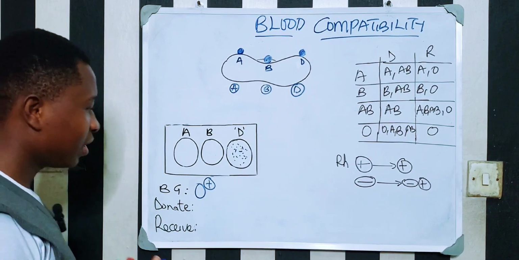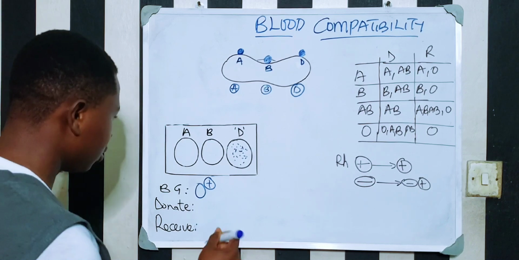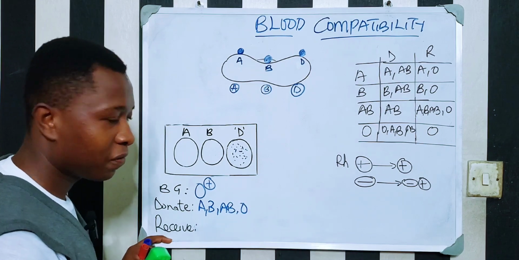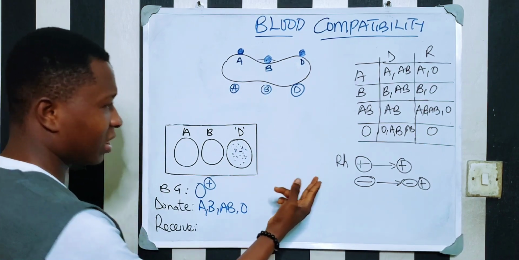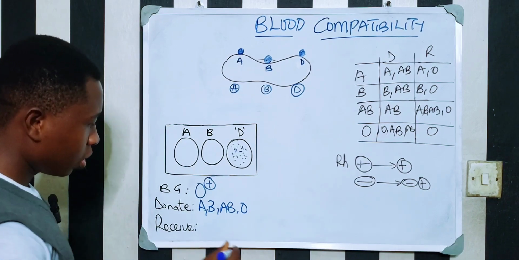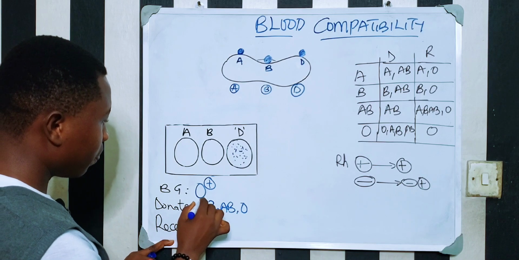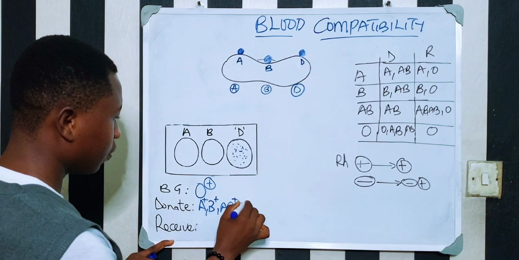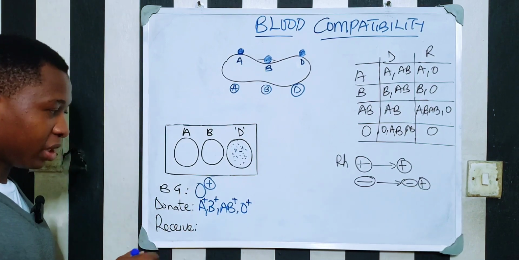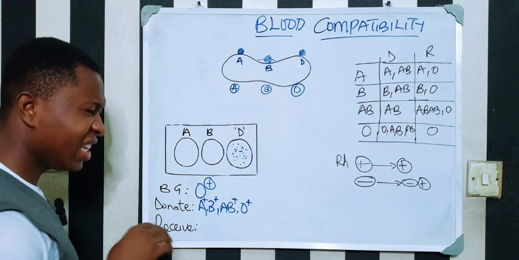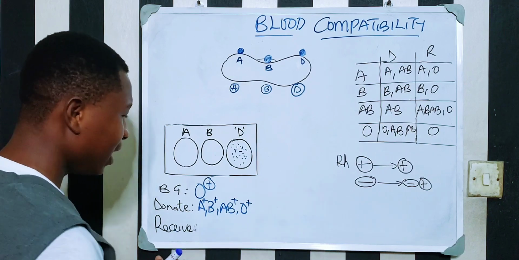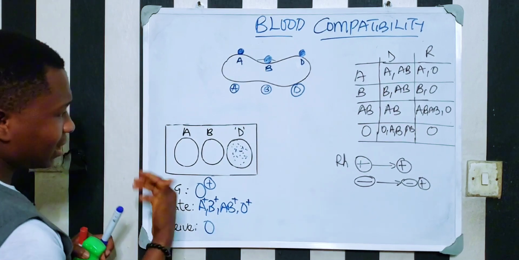Who can it donate to? It is a universal donor, right? So it can donate to A, B, AB, and itself. But what does the law state here? The law states that positive blood can only donate to positive blood. All right. So A will be positive, B will be positive, AB will be positive, O will be positive. Okay. So it is only positive blood that the O positive can donate to. That means the O positive is not a universal donor. All right. So who can they receive from? The O can only receive from itself.